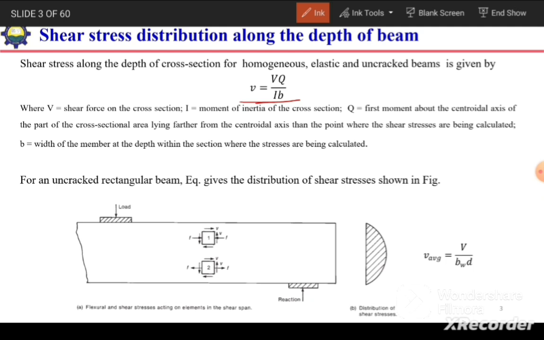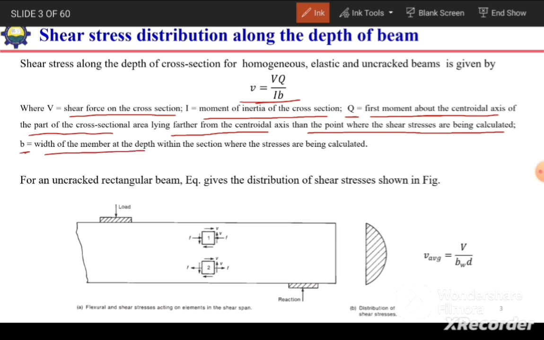Here V is the shear force on the cross section, I is the moment of inertia of the cross section, or second moment of area of the cross section. Q is the first moment of area about the centroidal axis of the part of the cross section lying further from the centroidal axis than the point where the shear stress is being calculated. So what is this Q? We will discuss it in detail. B is the width of the member at the depth within the section where the stresses are being calculated.